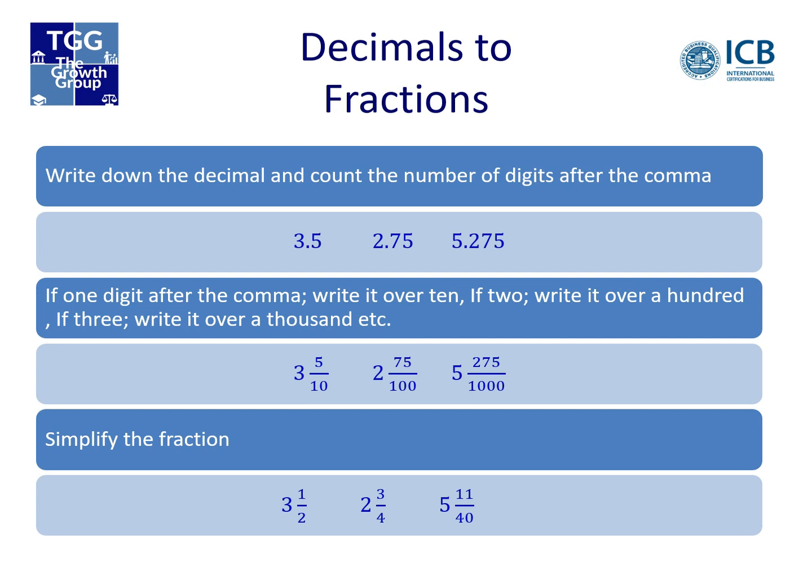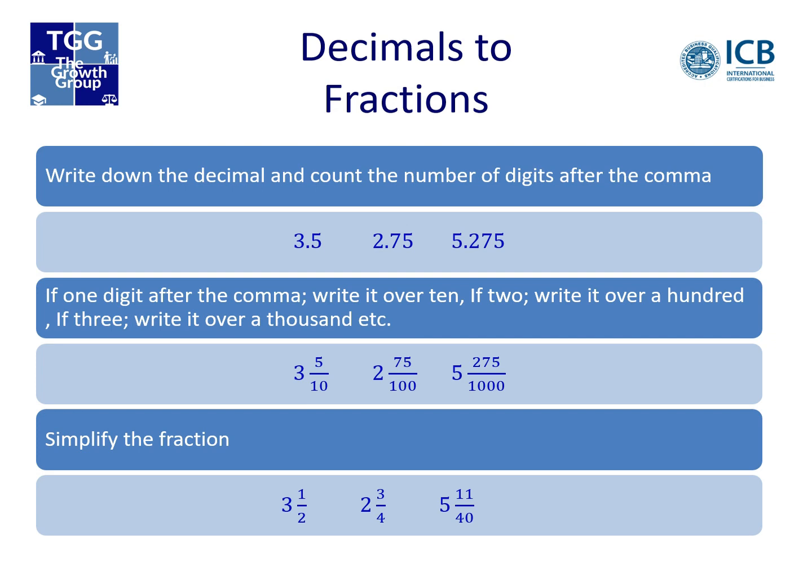Okay. So if we have 1 digit after the comma, then we write the part that is after the comma over 10. If 2, then we write it over 100. If 3, over 1,000, and so we continue. So now we can write 3.5 as 3 and 5 tenths, and we can write 2.75 as 2 and 75 100ths, and we can write 5.275 as 5 and 275 1,000ths, and then we simply simplify the fraction part of that number.